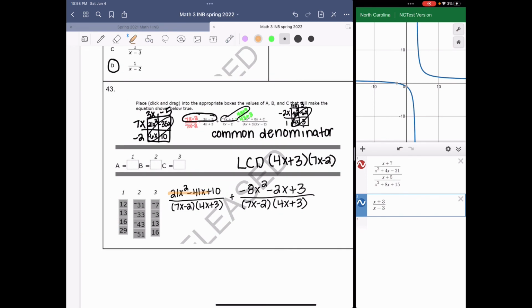And now, all I have to do is combine my like terms for the numerator. So I have 21x squared and negative 8x squared. So what do we have? 21 minus 8. So that's 13x squared. All right, then we have negative 41x and negative 2x. That's going to give me negative 43x. And then finally, we have 10 and 3, which gives me 13. So that gives me that A value, that B value, and that C value. So A is 13, B is negative 43, and C is 13.